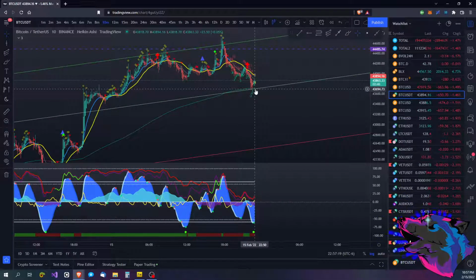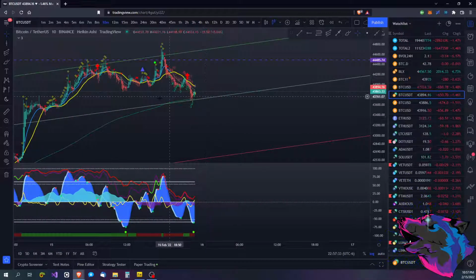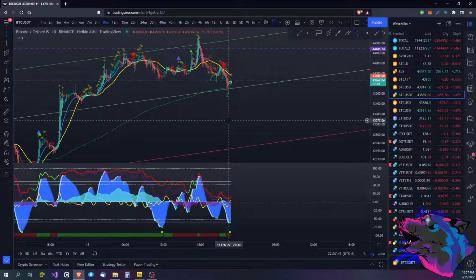Found support right at this fib level, just as our little moving average came in, had a little bit of a confluence going between those two. That's what I'm talking about. You get these spots where more than one thing comes into play, and it's a very strong location.